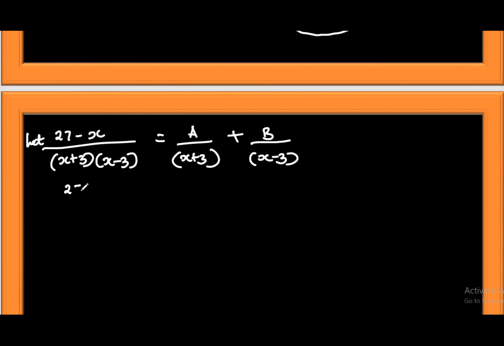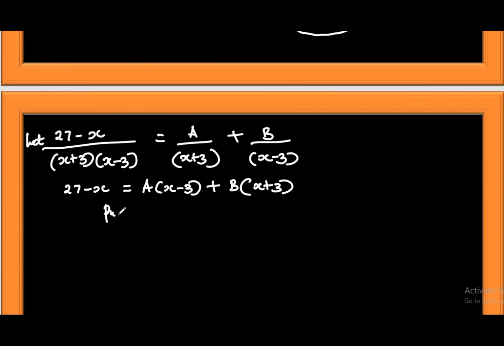That means we shall have 27 minus x equals a into brackets x minus 3 plus b into brackets x plus 3. From there, we can equate each of the factors to 0 at a time.